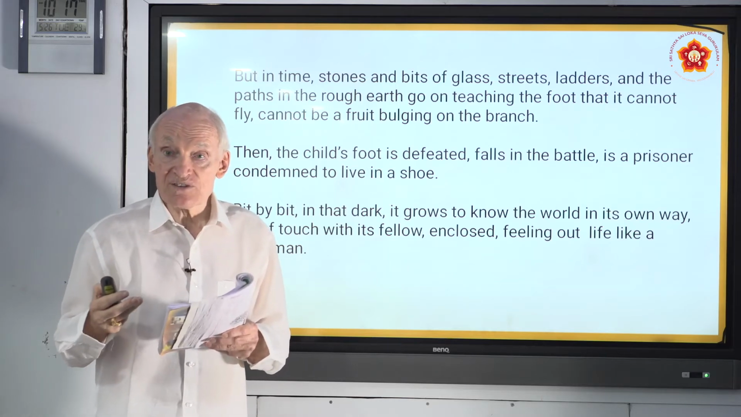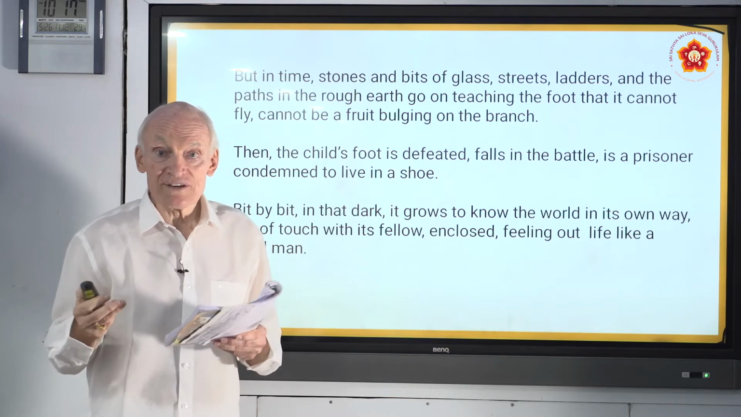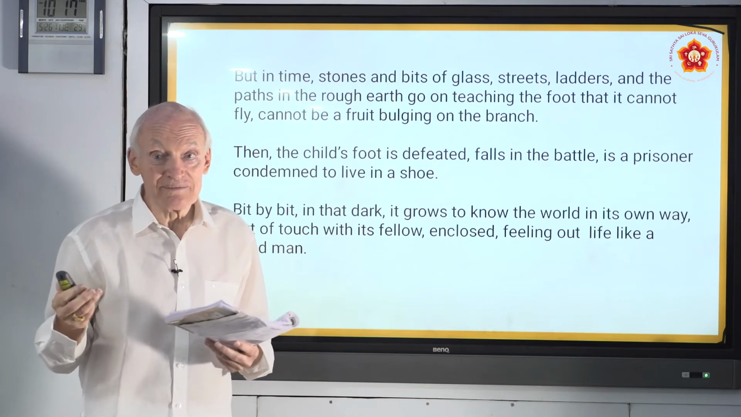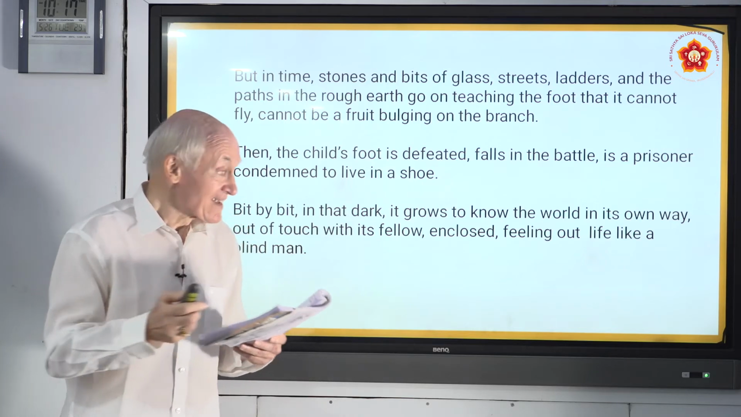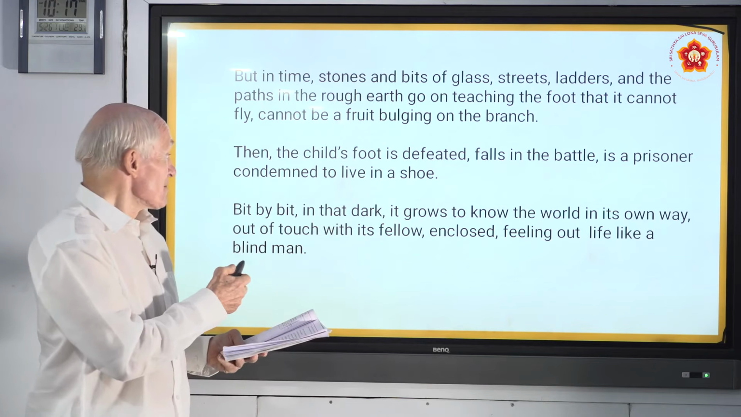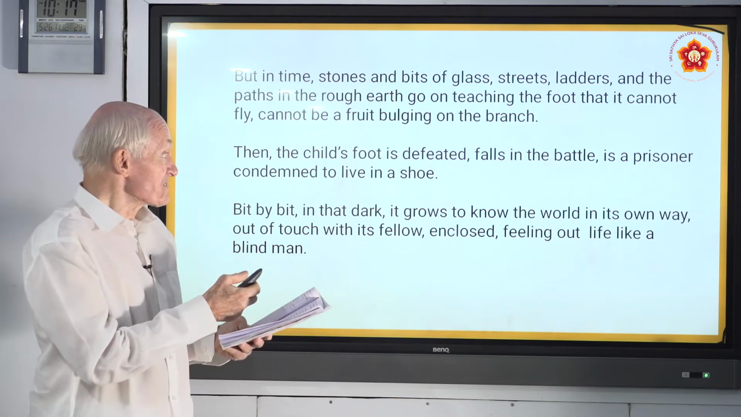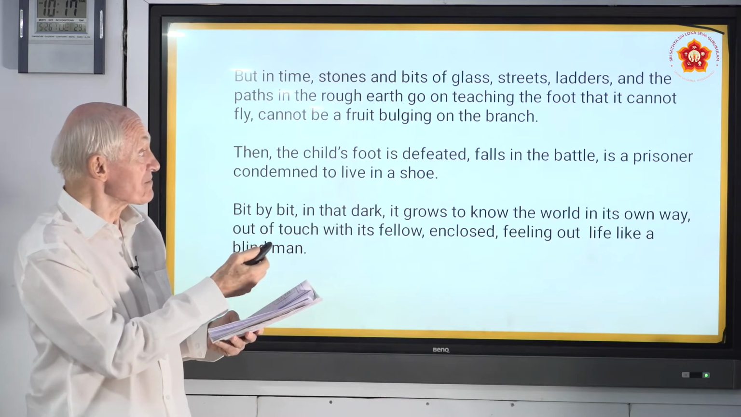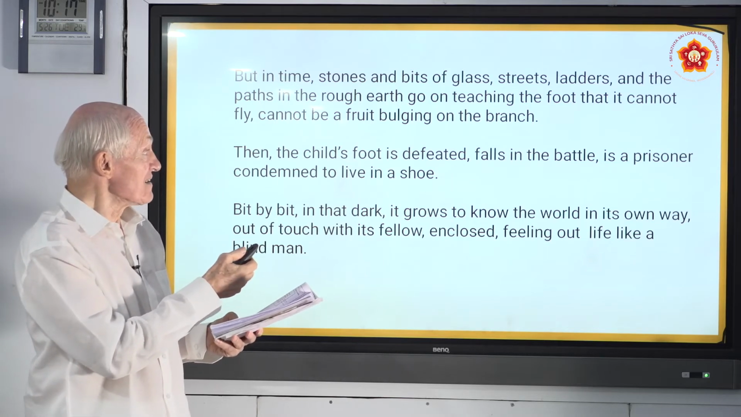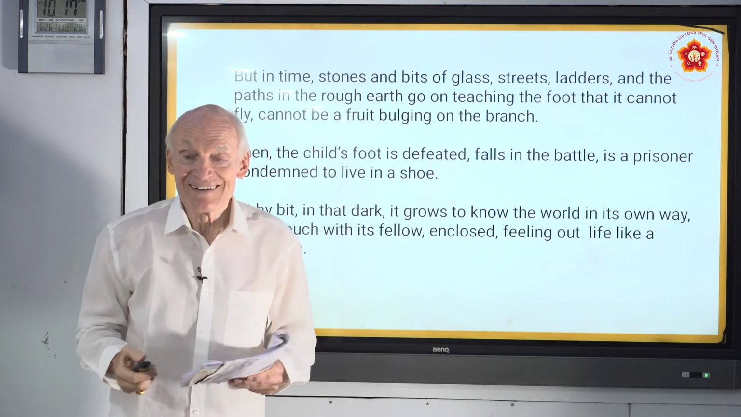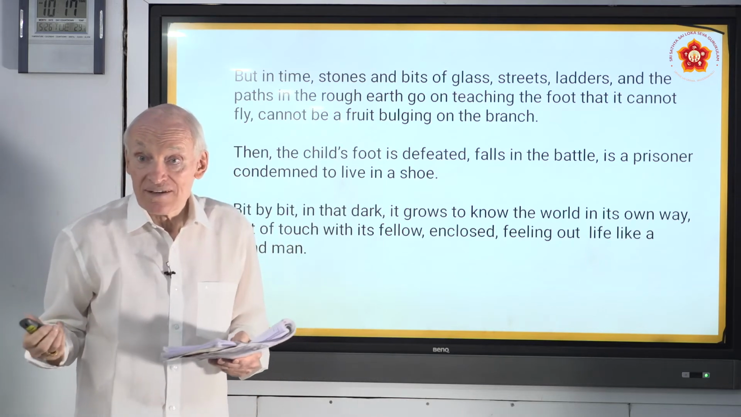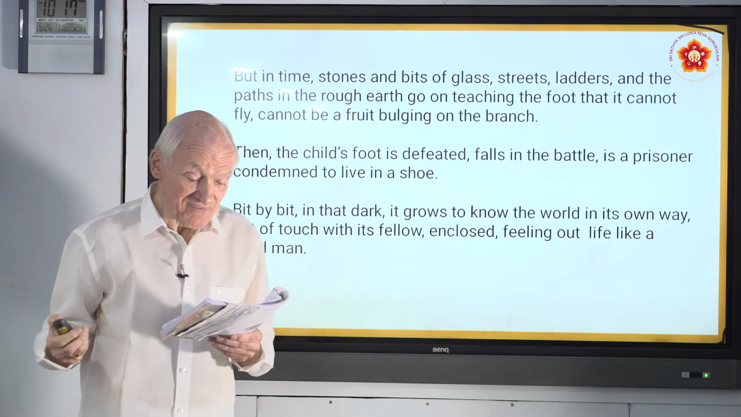Then it shows you that you cannot fly anymore. You can't be a fruit bulging and growing on a tree. You've got to be a little bit practical. So, bit by bit, it grows. The child's foot is defeated. It's not bulging on a branch anymore. It falls in the battle. The battle is it wants to be something besides a foot. It wants to do something with its life.